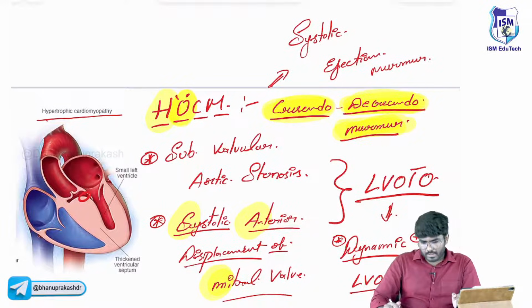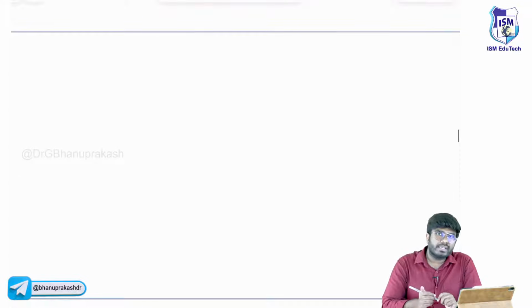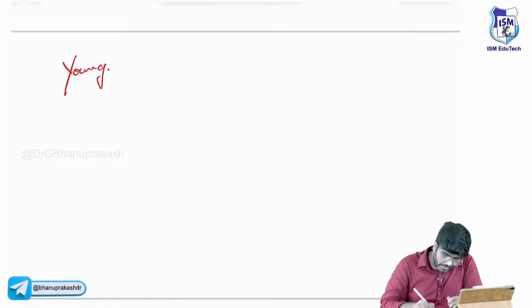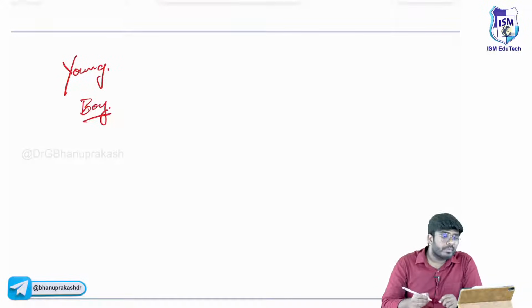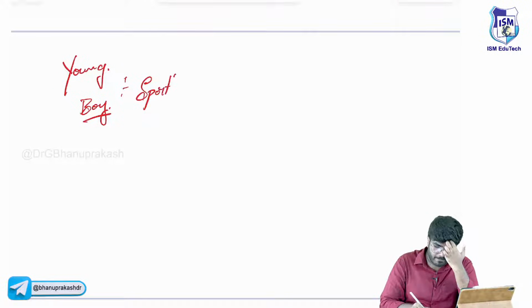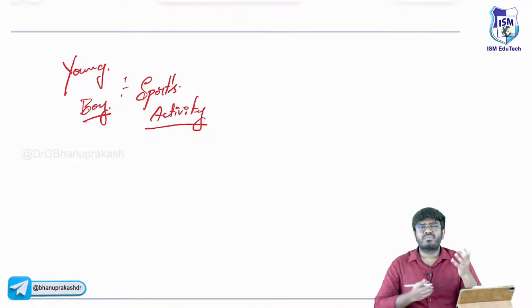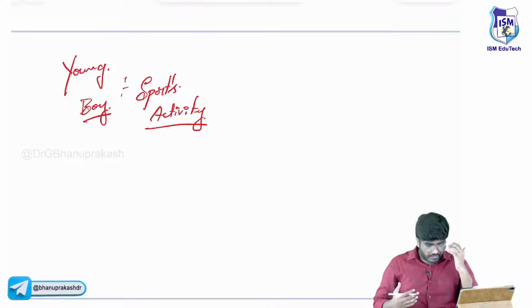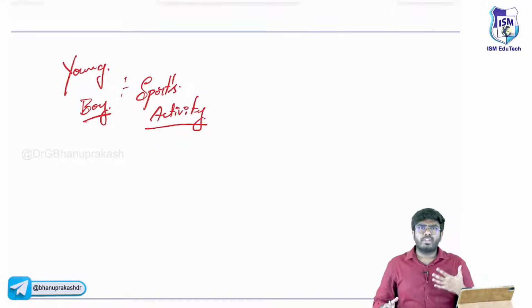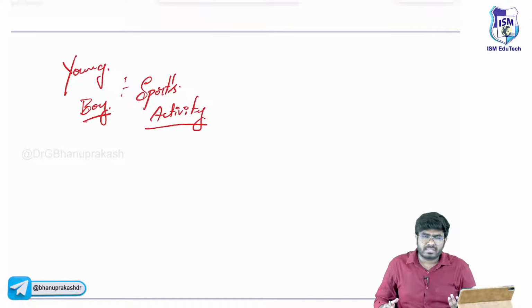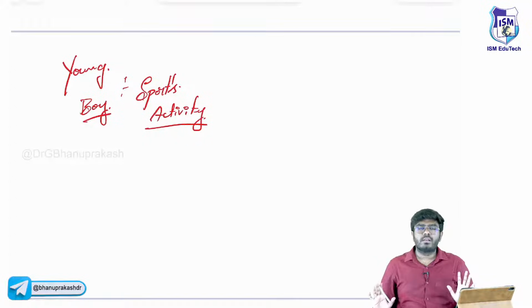So done. How will you usually get a case, sir? You will get a case something like a young boy, going through sports activity. Sir, he is not an athlete. He can never become an athlete. Why? Because by birth itself he is having the problem. Whenever he tries to do some exertion, simple walking on the stairs, he is going to develop dyspnea. He is going to have syncopal attacks. He will never become an athlete. He is a general regular boy.